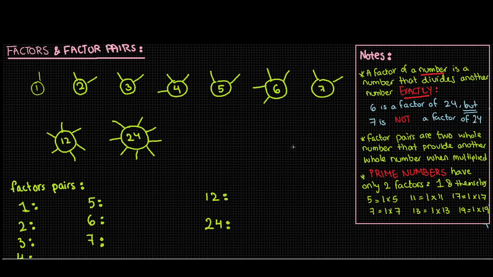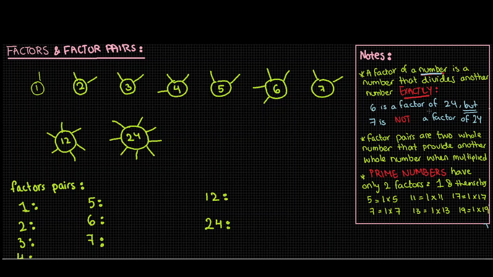This lesson is about factors and factor pairs. Let's start by defining what a factor is. A factor is a number that can divide another number exactly, and by that I mean that there are no remainders left when dividing the bigger number.